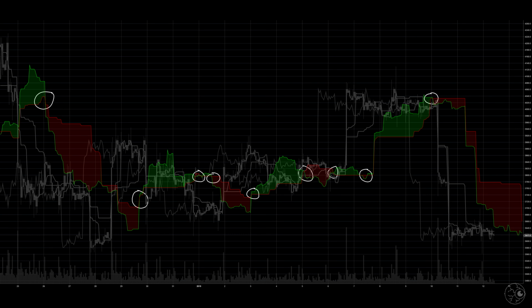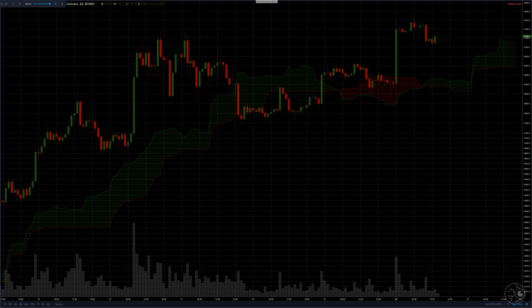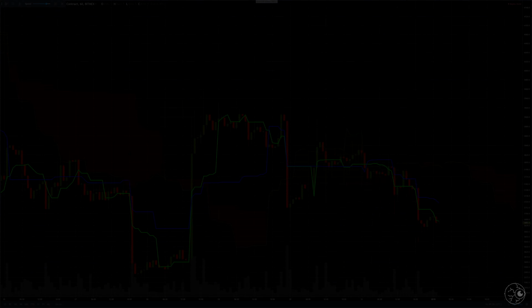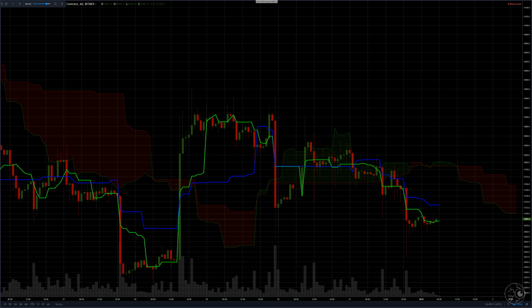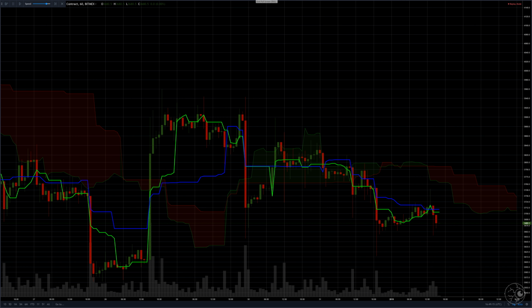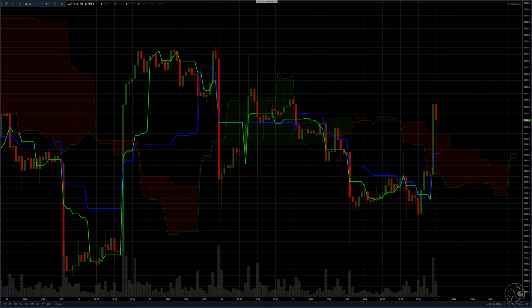A Kumo twist occurs when Senkou span A and B cross. If Senkou span A crosses up into Senkou span B, this is called a bullish Kumo twist. If Senkou span A crosses down into Senkou span B, this is considered a bearish Kumo twist. A popular filter to use in trade setups is to consider the Tenkan-sen and Kenjin-sen in relation to price. In this way, a trade setup is thought to be forming whenever price crosses over the Tenkan-sen or the Kenjin-sen.